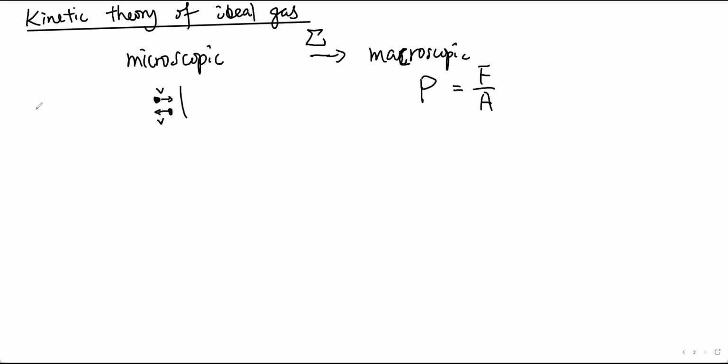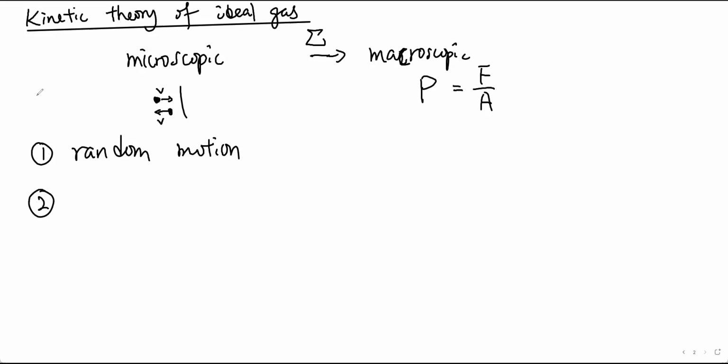We do have some assumptions for the kinetic theory of ideal gas. The first one: all the gas molecules are moving in a random motion. It's reasonable, is it? It's very weird that all the gas molecules would be moving in the same direction in this room. No, it's very weird.